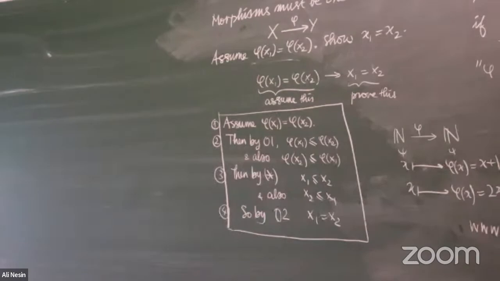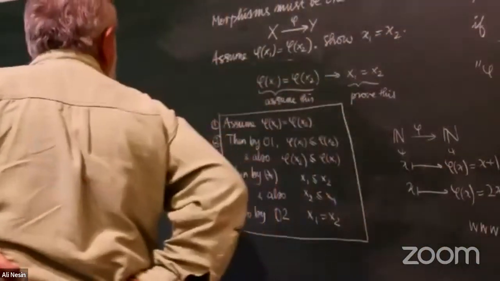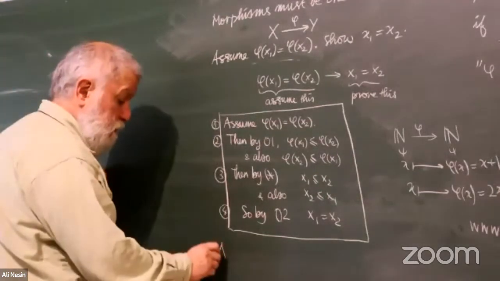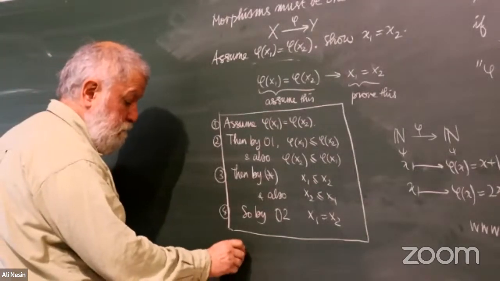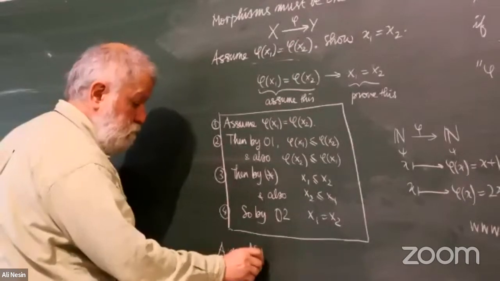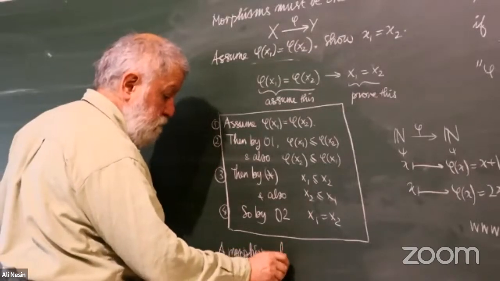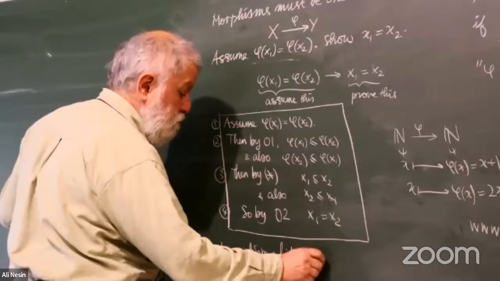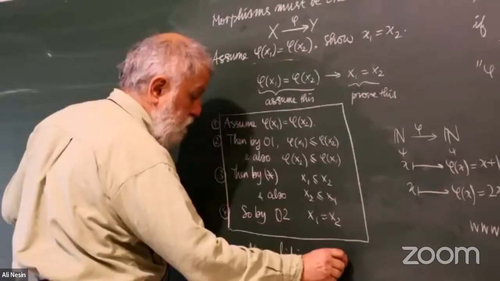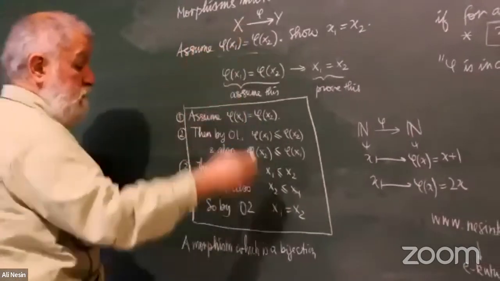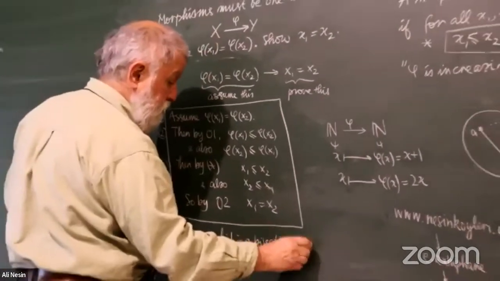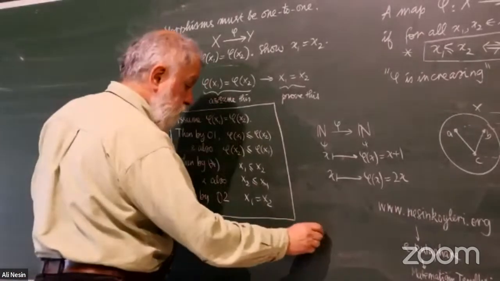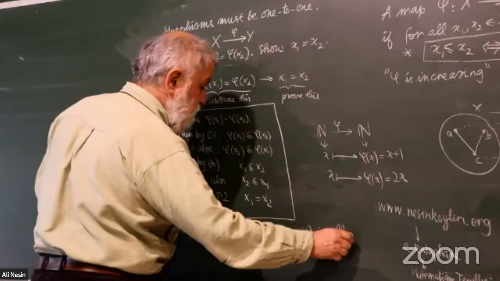Okay, so any morphism must be one-to-one. And if it's onto also, a morphism which is a bijection also, since it's one-to-one, you only need to check it's onto. A bijection is called an isomorphism.